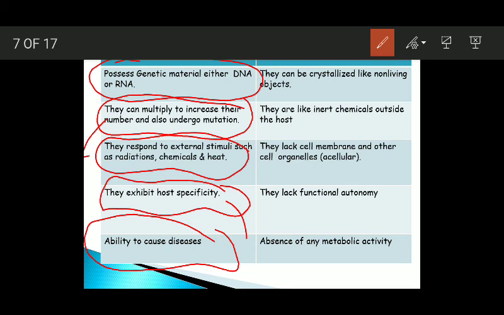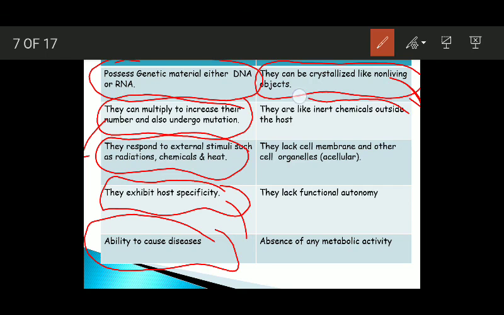Now, the non-living characters of viruses. They can be crystallized like non-living objects. They can be crystallized like chemicals, since chemicals are not living. The same is the case with viruses. You can crystallize them, and that makes them non-living. They are considered non-living because they can be crystallized like chemicals.